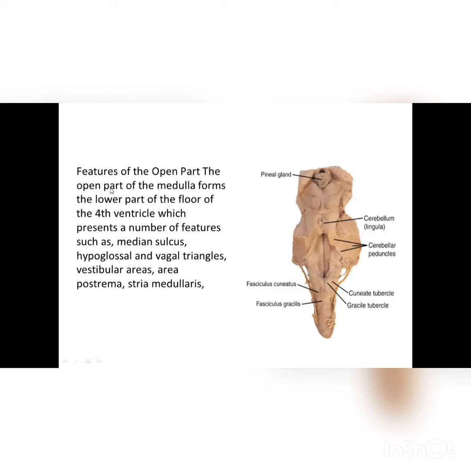So, features of the open part. The open part of the medulla forms the lower part of the floor of the fourth ventricle, and it presents a number of features such as the median sulcus. This is the median sulcus exactly in the center. Hypoglossal and vagal triangles are in this region. I am showing you the hypoglossal and vagal triangles, vestibular area, area postrema and stria medullaris. Okay, so these are the features in the open part of the medulla oblongata.